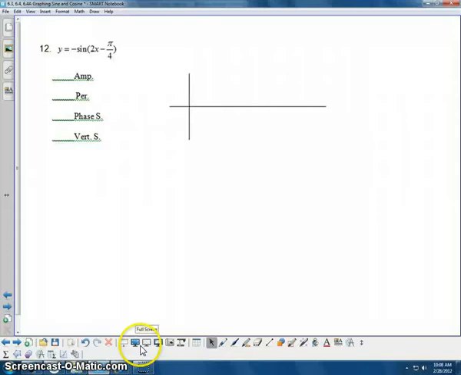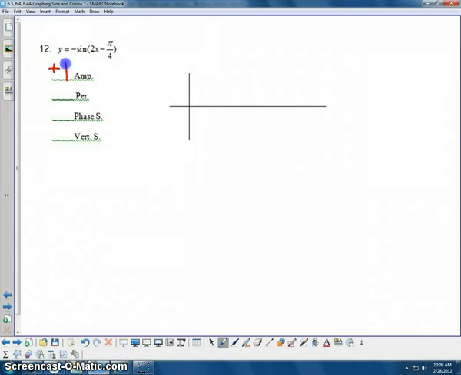So we're going to be talking about in our packet how to work out number 12. Number 12 says y equals negative sine of 2x minus pi over 4. We're really familiar already with how to find the amplitude here. What would you have for your amplitude? Again, you guys are used to saying the negative one. I'm going to say that my amplitude is just a positive one.